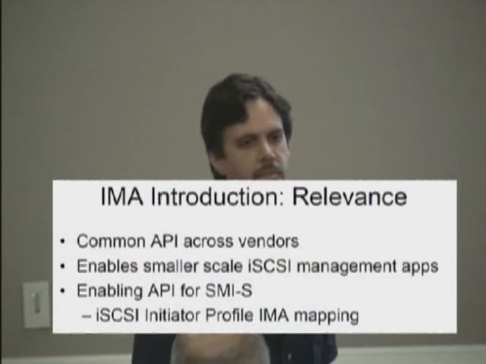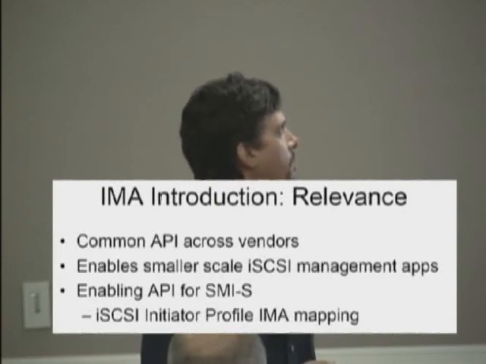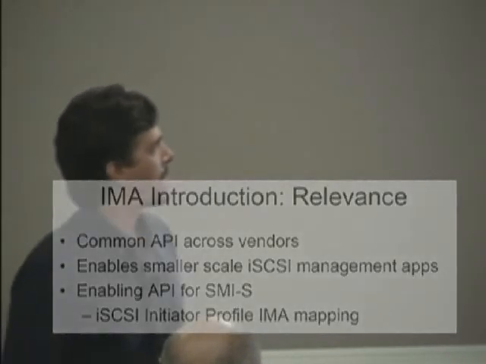So relevance: it gives you a common API across vendor implementations, and hopefully a common API across OSs. It both enables small-scale management applications as well as being an enabler for SMI-S with respect to the iSCSI initiator profile. And the mapping that's mentioned here is that the current SMI-S 1.1 and beyond has, within the iSCSI initiator profile, property mappings to iSCSI management API object properties.